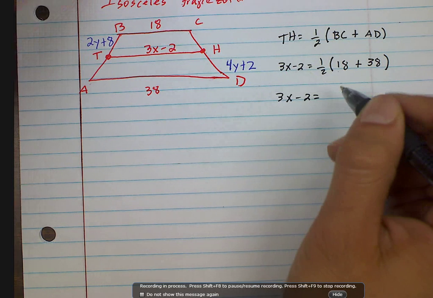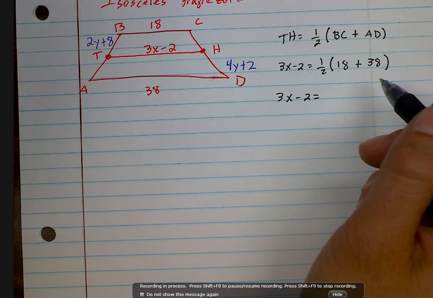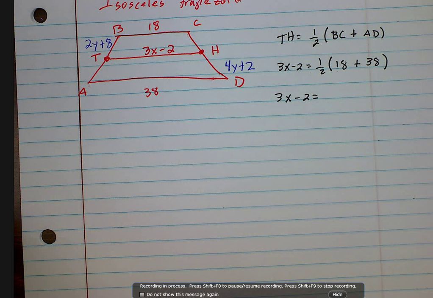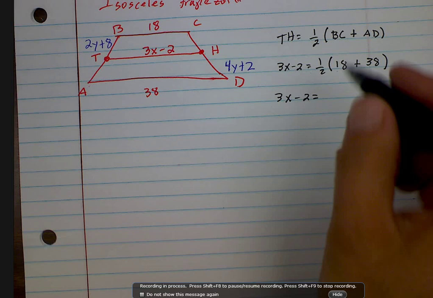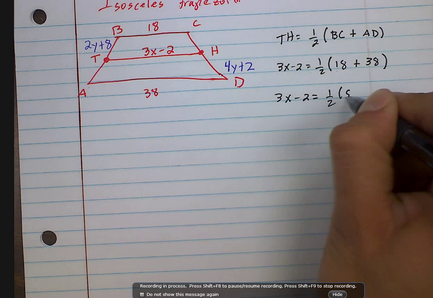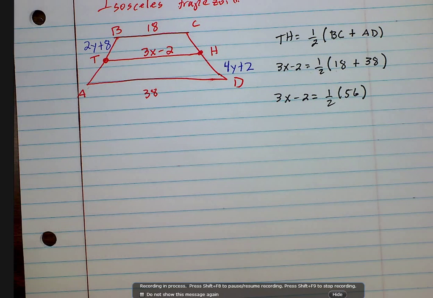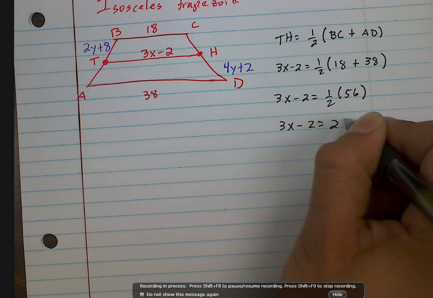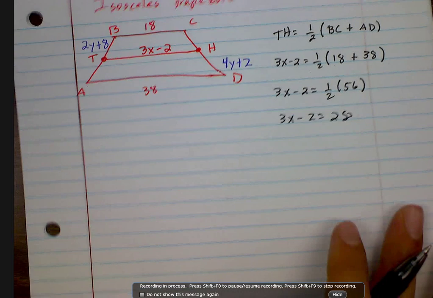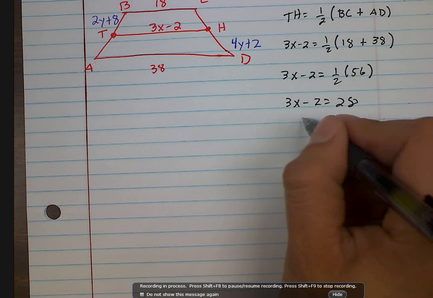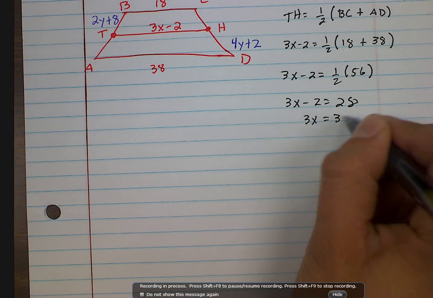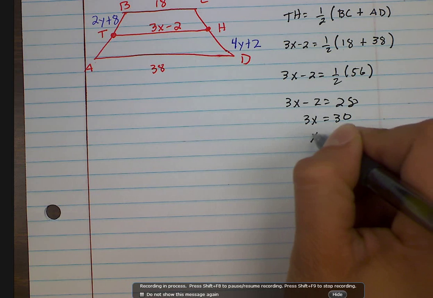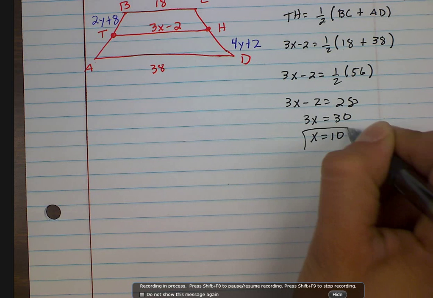So 38 plus 18, you get, that is 1/2 of 56. Okay, so 1/2 of 56, you get 28. And then all you have to do is add 2, so you get 3x is equal to 30. Then you divide by 3, and x is equal to 10. So there is your x.